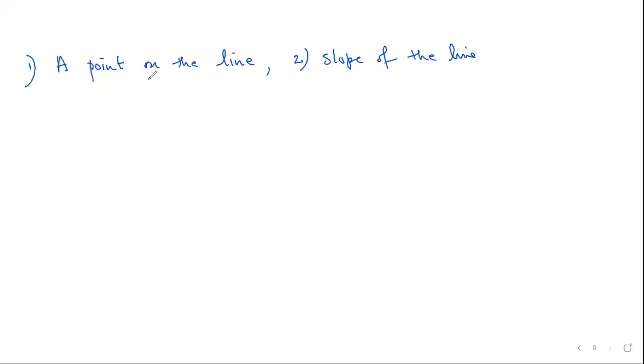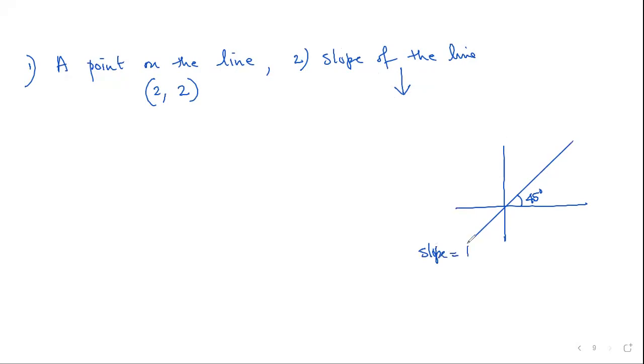Imagine the point on the line is (2, 2). For the slope, let's say the line is making an angle of 45 degrees. Don't write this, just listen to me. What will be the slope of this line? 1. So imagine the slope of the line is 1. Then what would be the equation of this line? How to calculate the equation of the line?